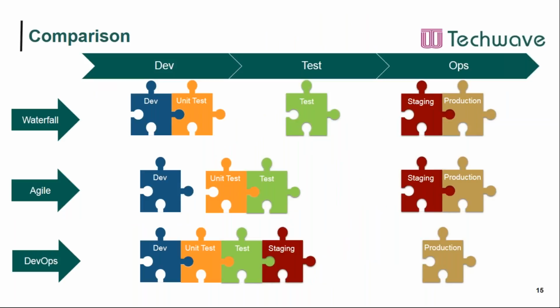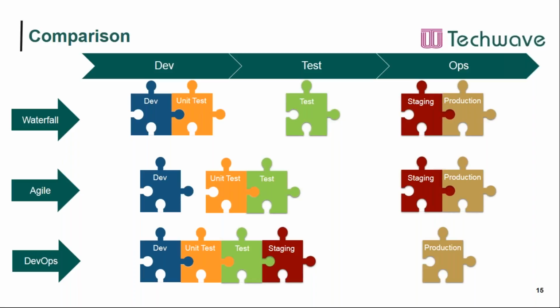If we do a quick comparison of various activities with respect to different delivery models, that is waterfall, agile, and DevOps, this is how the set of activities look like. In waterfall, development and unit test is happening in development phase. Testing is happening in test phase, and staging and production is taking place in operation phase. Whereas in agile, development is happening in development phase, unit test and testing is tightly coupled and getting done in development and test phase, and staging and production is taking place in operation phase.